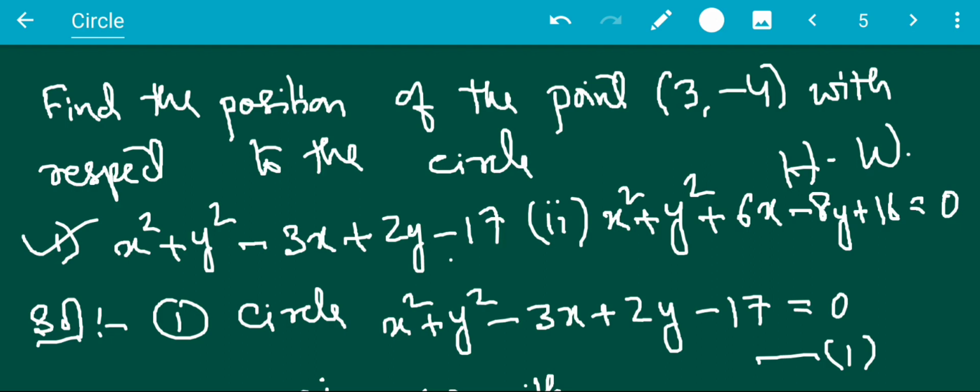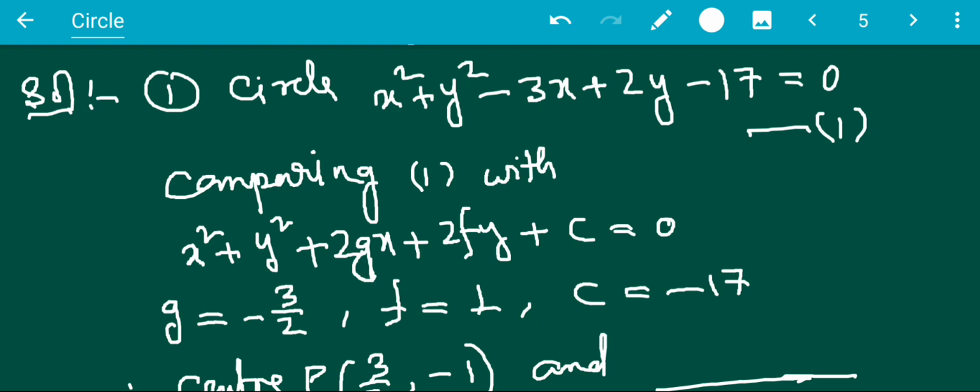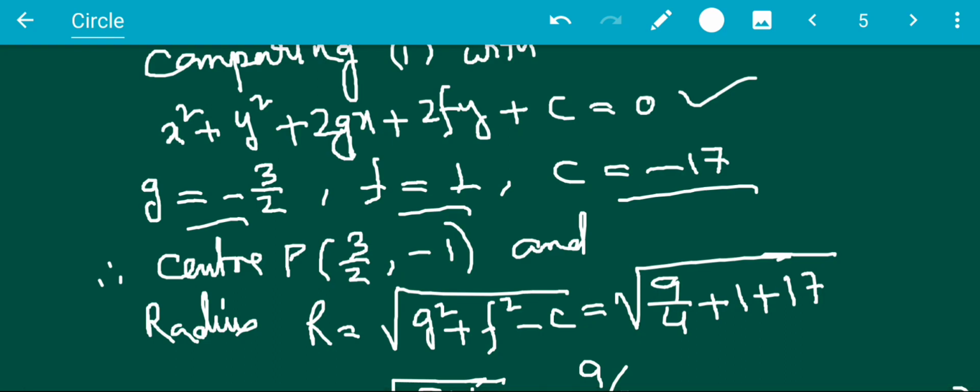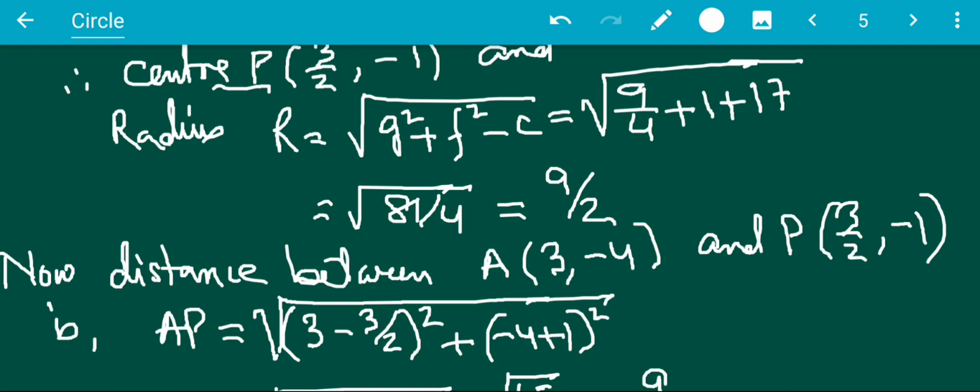So this is a circle. As we have already discussed, we need to find the center and radius. Find the distance between the center and the point and compare it with the radius. Okay, fine. So how to find the center? It is also discussed in our previous video. Just compare it with the general equation of the circle. You will get the values of g, f and c. On getting the values of g, f and c, the center is, simply change the sign and you will get the center. And after getting the center, find the radius using the formula square root of g square plus f square minus c. On getting the center and radius, find the distance between the point and the center.